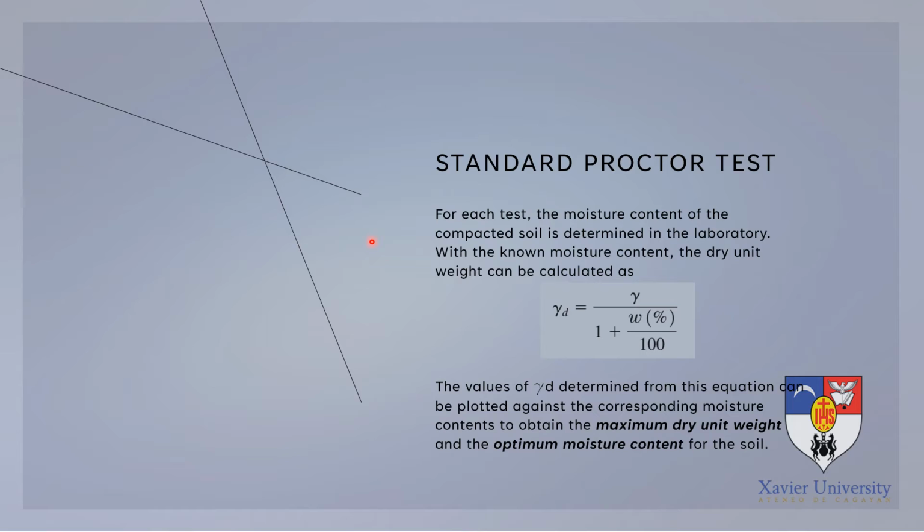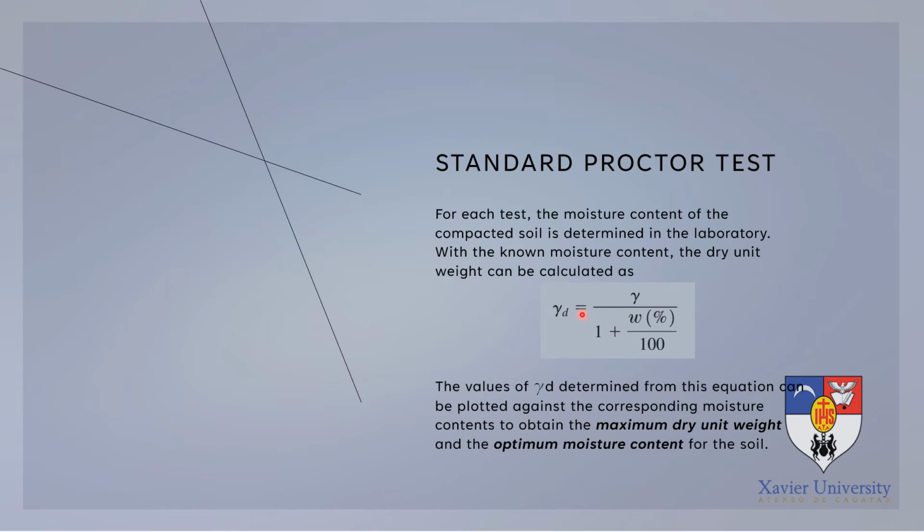So for each mold we get a soil sample, or for each mixing of water with the soil that we will compact, we will be getting the actual moisture content of that soil. So this is what we will use here. The values of gamma dry from this equation can be plotted against the corresponding moisture contents to obtain the maximum dry unit weight and the optimum moisture content.